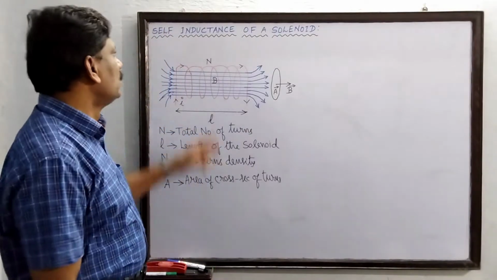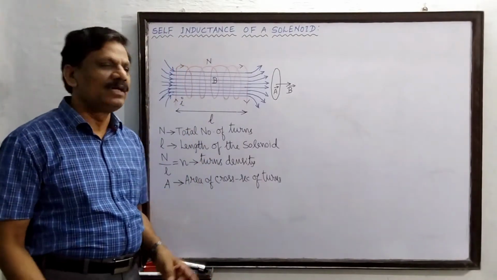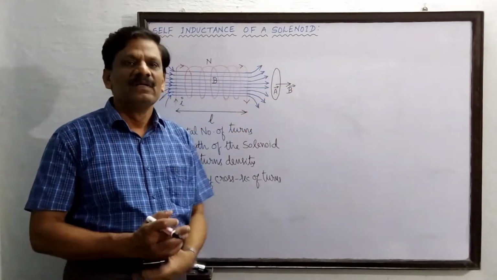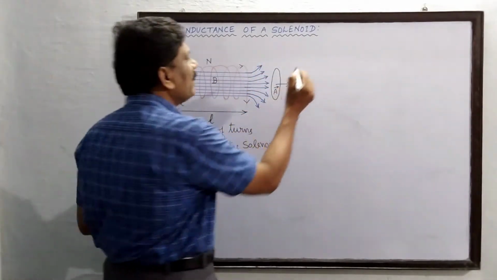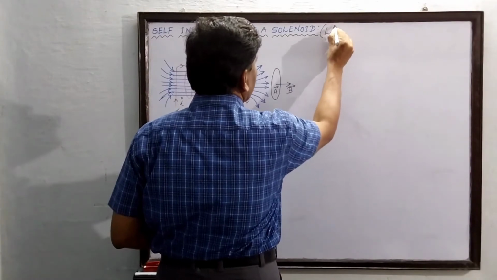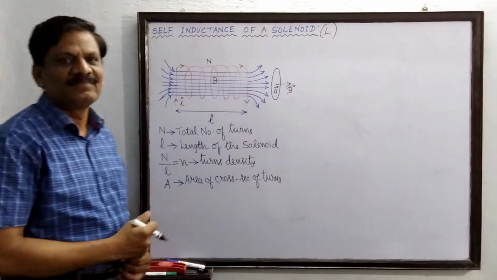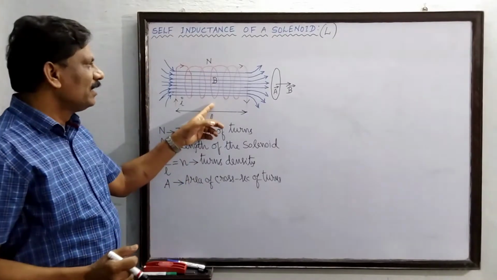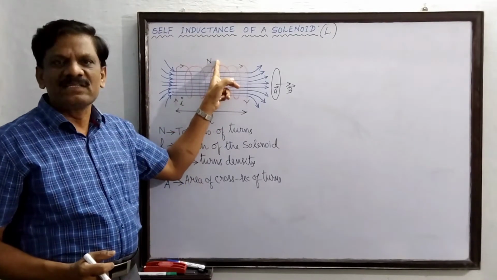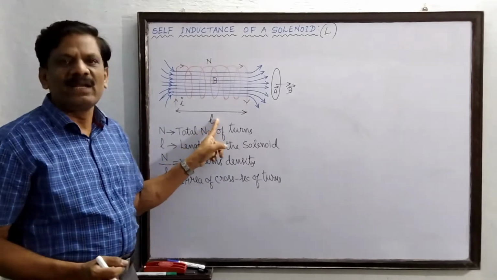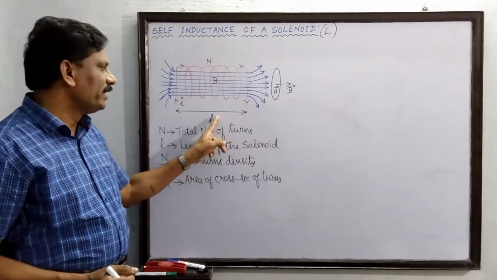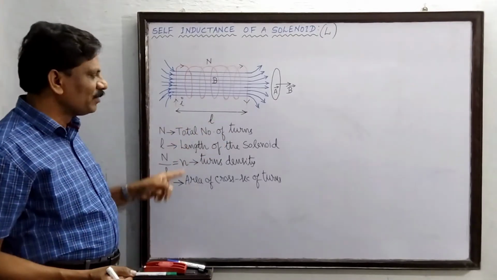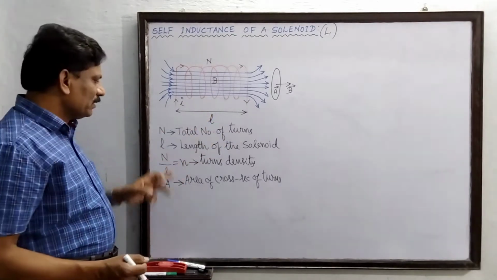Hi students, today we are going to derive an expression for the self-inductance of a solenoid. The symbol for the self-inductance of the solenoid is capital L. For that, I have considered a solenoid having total number of turns capital N and total length l. Small l is the length of the solenoid. So these are the terms we are supposed to write below the diagram.